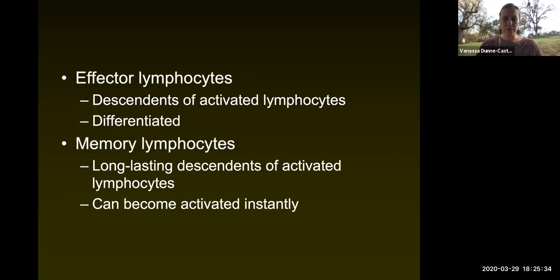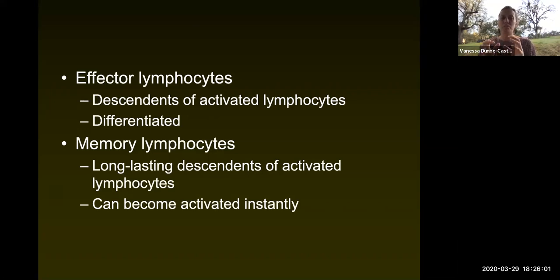Now, once they proliferate, once they start replicating and making giant clones of themselves, there is a differentiation that happens from that first cell to all of its progeny to make effector cells and memory cells. The effector cells are descendants of the activated ones. We call them terminally differentiated. So they have reached their apex. That's what they're going to be.